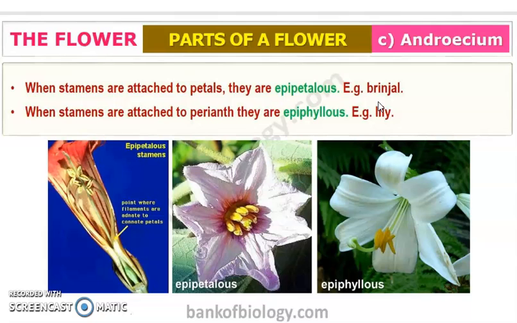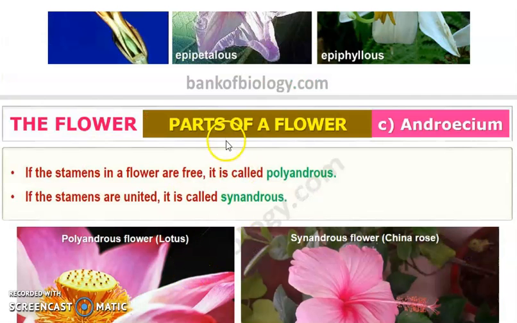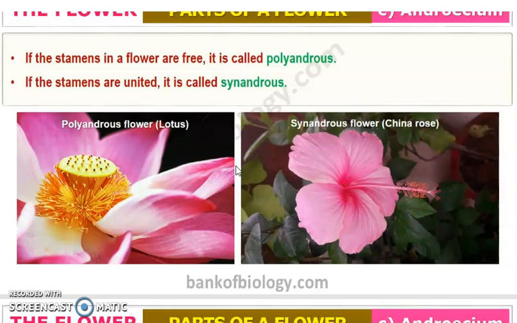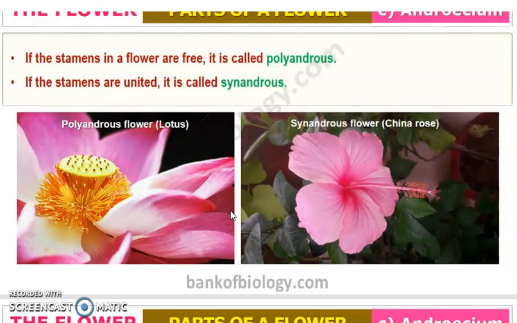Okay, now let us move on to the next part. So now we learned that when it is attached to the petal, it is called epipetalous, and when they are attached to the perianth, they are called epiphyllous. Okay, now let us see.